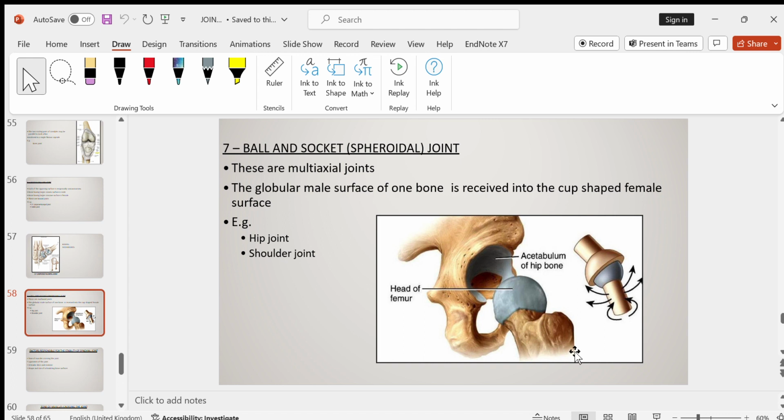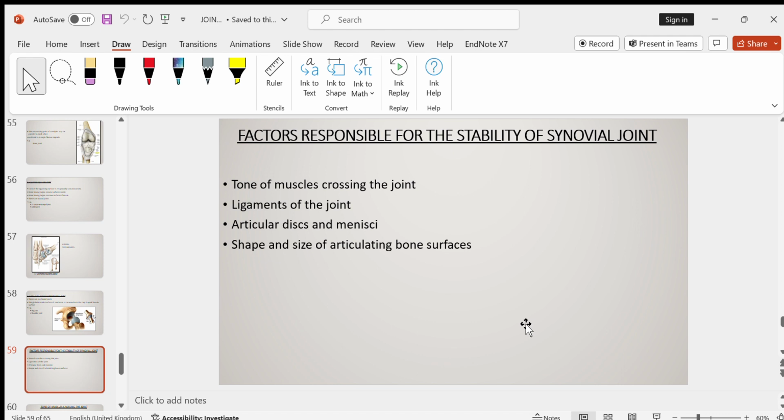Here, the ball, that is the head of the bone, articulates with the socket, that is the acetabulum. This is an example of ball and socket joint. This is hip joint, in which head of the femur is the ball, which articulates with the socket, which is the acetabulum. So this is an example of ball and socket joint or spheroidal joint. Another example is the shoulder joint.